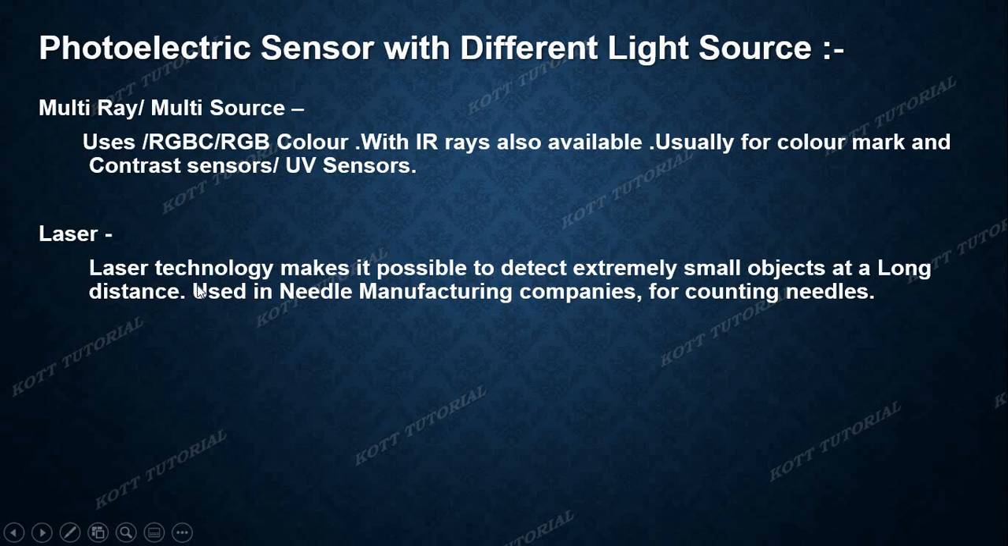Laser light. See, when we have an extremely small object like a needle at a very high distance or at a very small distance, for that application we have to use a laser sensor. The reason is that laser is a monochromatic light. So that is the reason we can detect extremely small objects. But in case of other light sources, it cannot detect very small objects like needles in a high speed machine. So that is the reason we are using the laser type photoelectric sensor for counting needles.